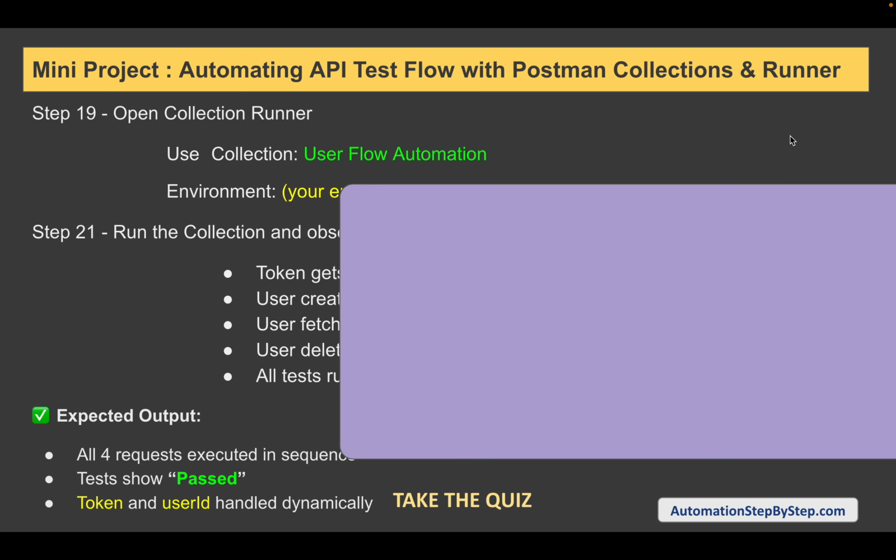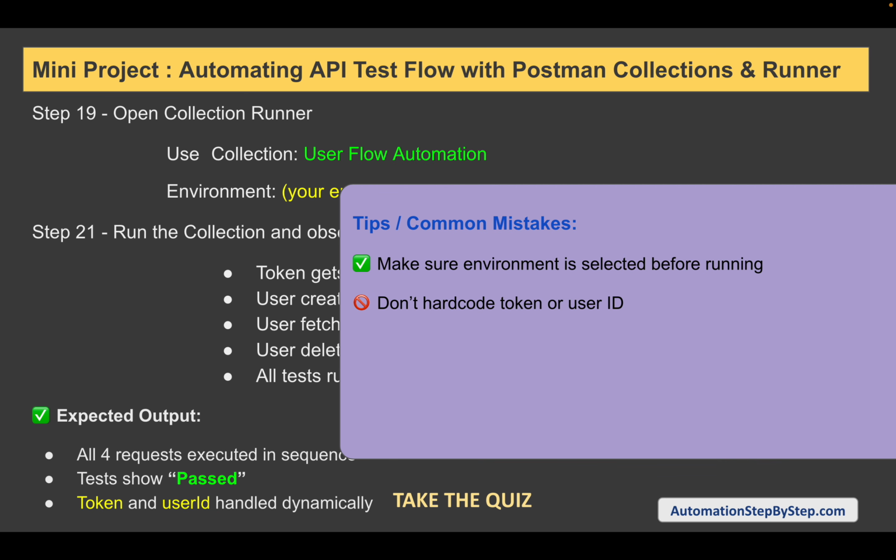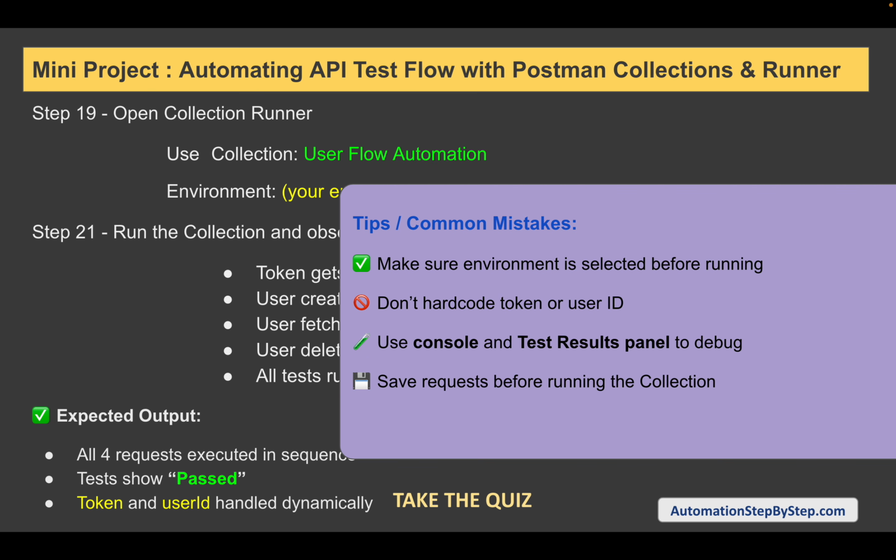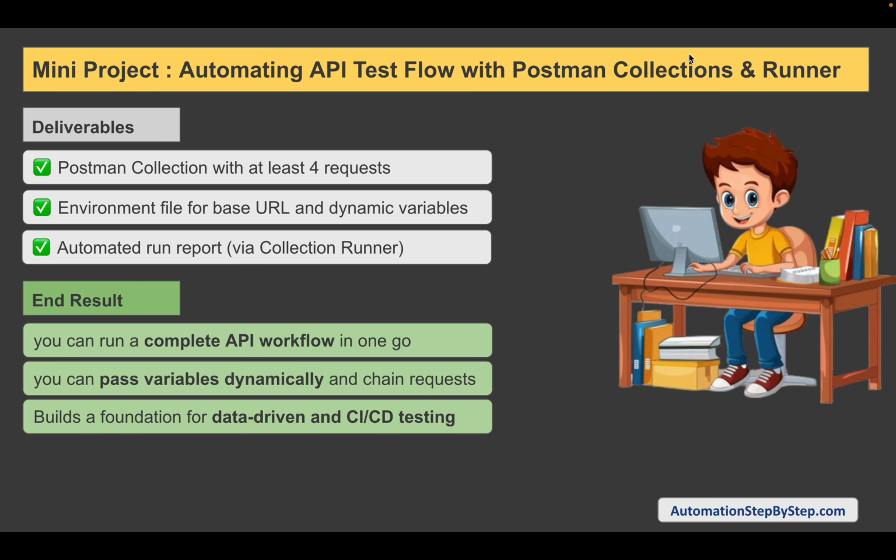Okay, now some common mistakes or tips. So make sure that you select the environment before running, and now we also have the option to pin the environment to the collection as we have seen earlier. So make sure that you do that. Don't hardcode token or user ID, otherwise you will not be able to run it in a flow and in an automated way. And we can always use console and print values and use it for debugging as we have seen. And make sure that you save your requests before running the collection. And also the sequence is important in this case. So make sure that you run login first, which will generate the token, and then use the token in the next requests.